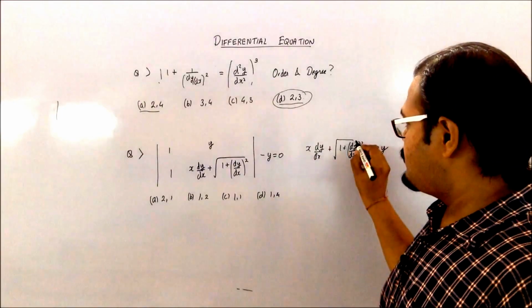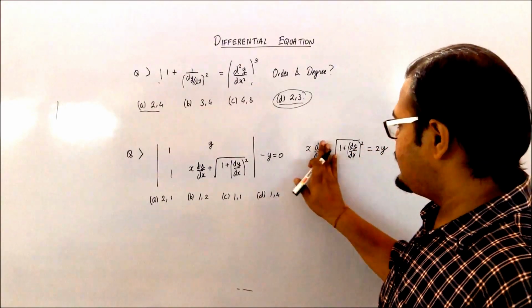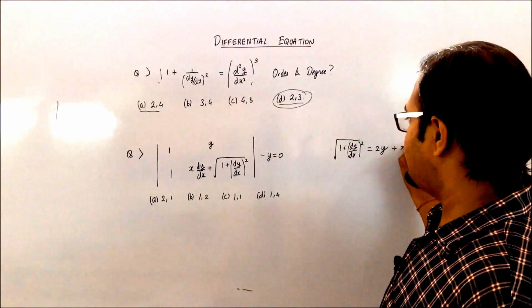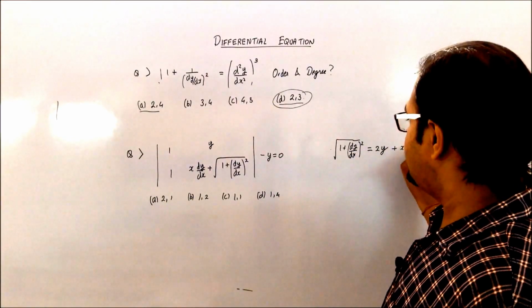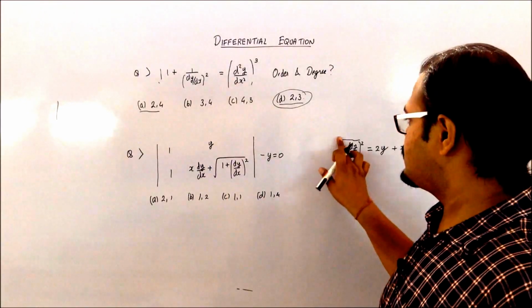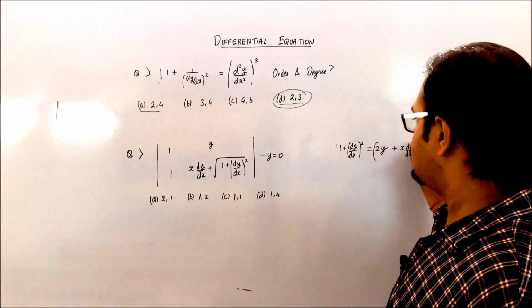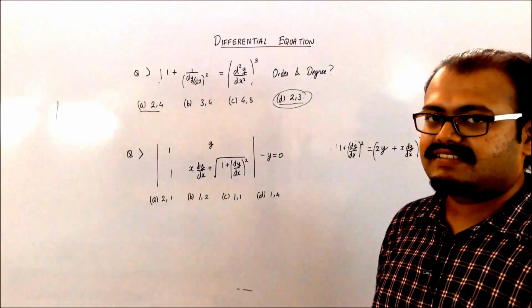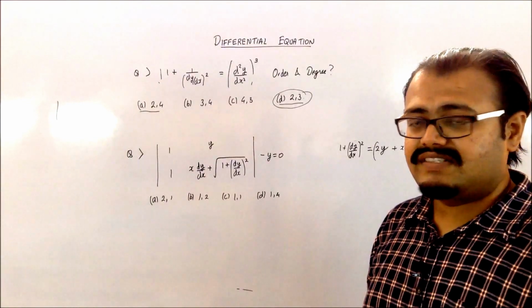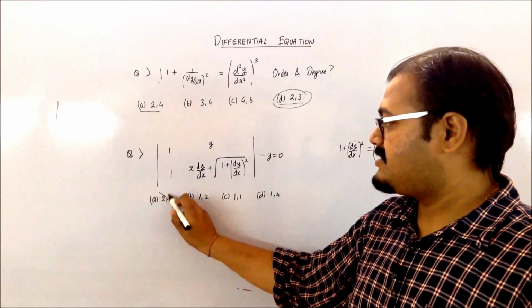Now, since you have to remove the square root, you will take this term also on that side. So you will have a plus x dy by dx. If you square on both sides, you will get this sort of an equation. From this you can see that the order of the equation is 1, so you can eliminate option A.